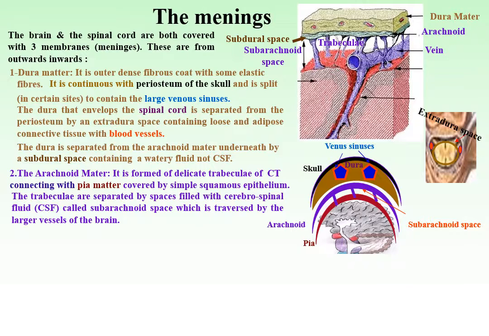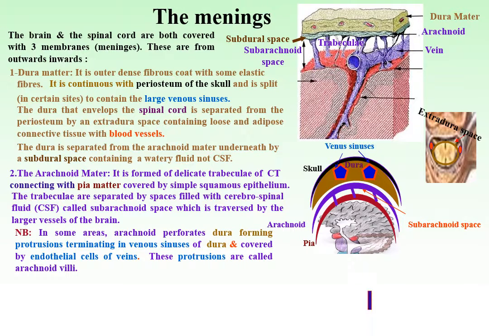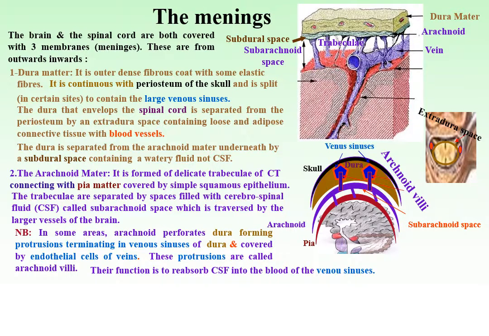In some areas, arachnoid perforates the dura mater, forming protrusions terminating in the venous sinuses of the dura and covered by endothelial cells of the veins. These protrusions are called arachnoid villi. Their function is to reabsorb cerebrospinal fluid into the blood of the venous sinuses.